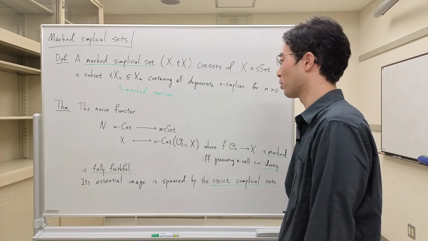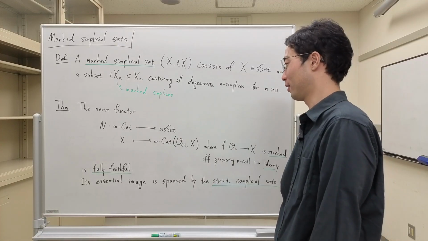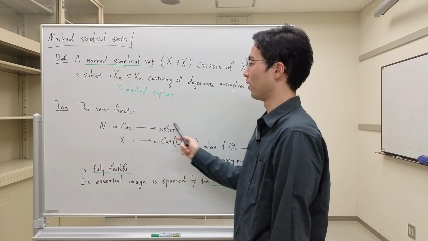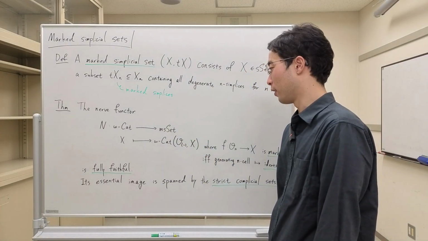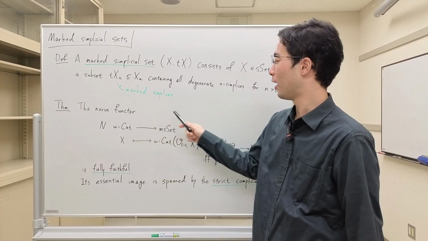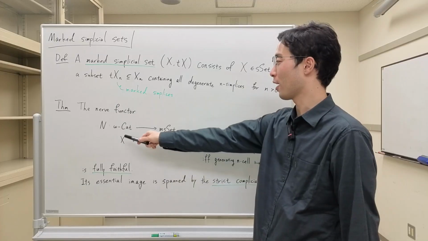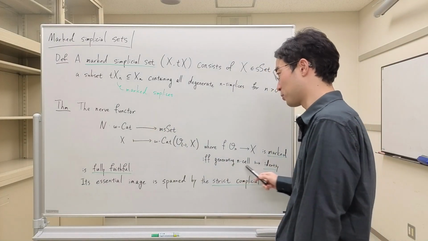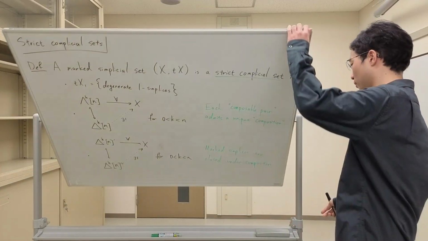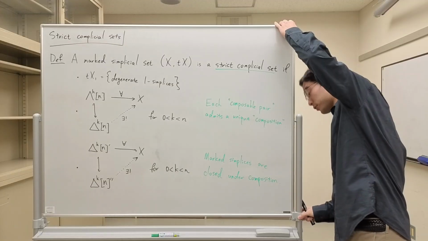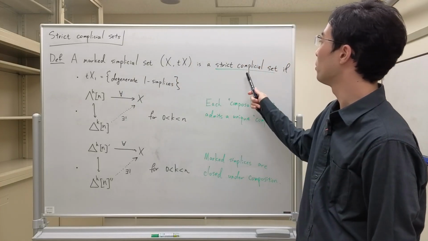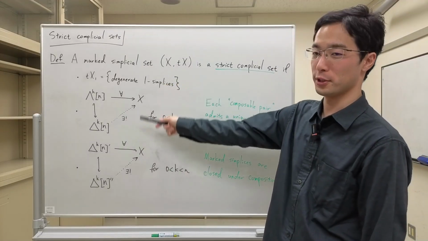And then Ross Street constructed the orientals, which made precise what this nerve functor is, and then Dominic Verity proved that this is indeed an equivalence between the category of omega categories and the category of strict complicial sets. And so here is the definition of these strict complicial sets. A marked simplicial set X with TX is a strict complicial set if it satisfies these three conditions.